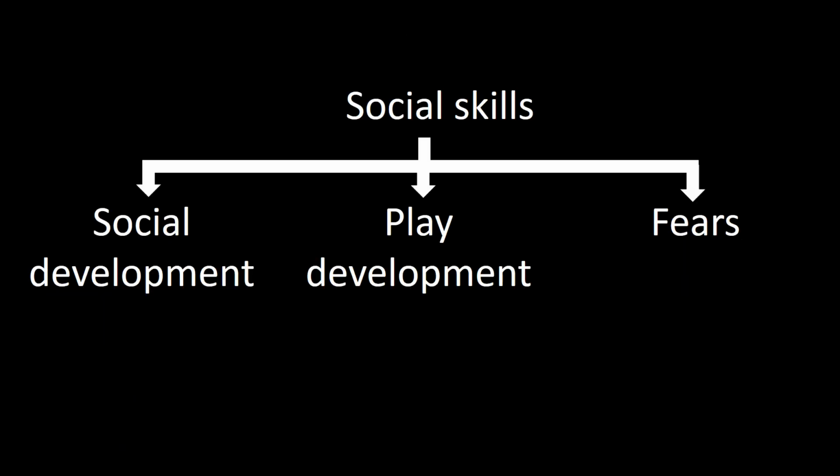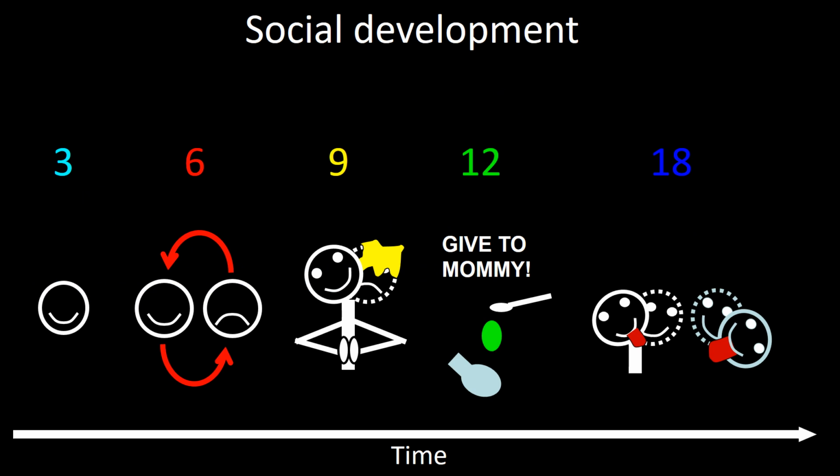The time of acquisition of social skills is easier to remember by dividing them in 3 categories. Those related to social development, play development, and fears. I will first address order of acquisition of social development. In this frame, you can see social development from 3 to 18 months, as it was initially presented in the anchoring milestones. At 3 months, the infant should smile spontaneously and in response to another person. It is interesting how early they understand the value of a smile.